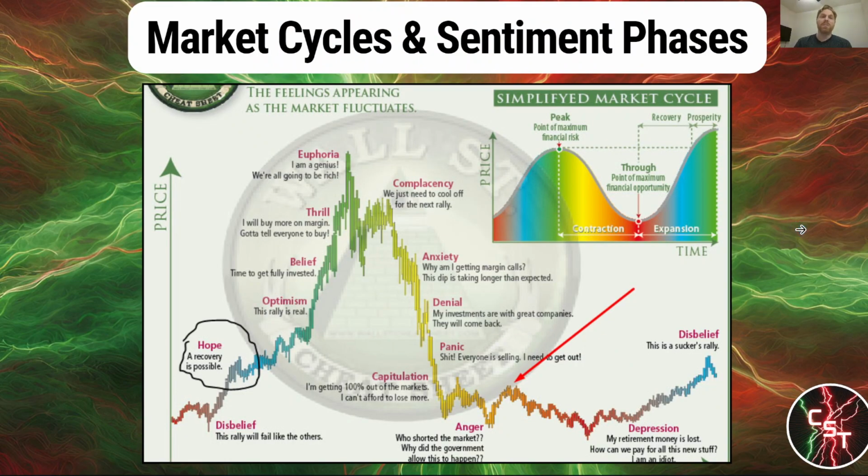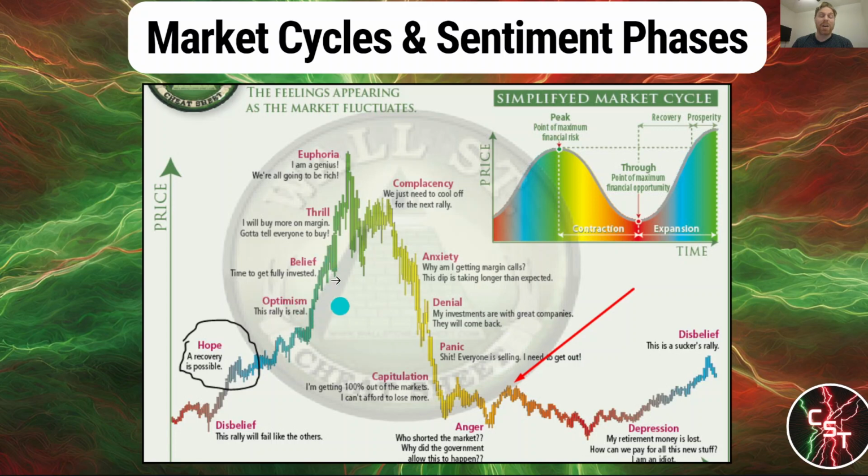Another thing to be aware of is market cycles and sentiment phases. And this is the Wall Street cheat sheet, which kind of goes through the different aspects that you face during a market cycle. So you start out with a disbelief rally, like, oh, this is going to fail. We're never going to come back. And then you have hope. Oh, a recovery is possible. Goes sideways for a little while. Optimism. The rally is real. Belief. Time to get fully invested.